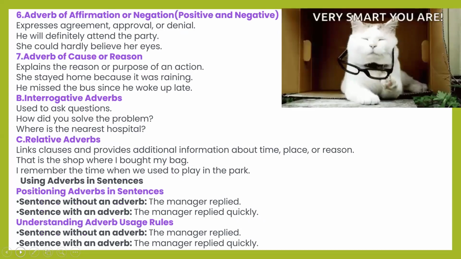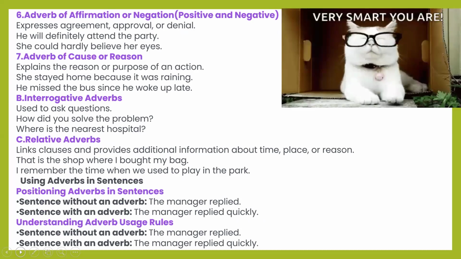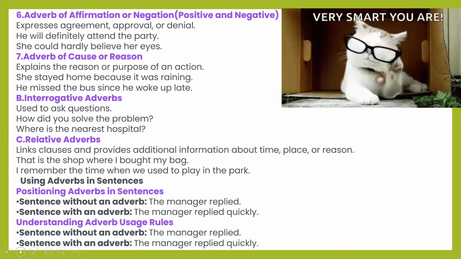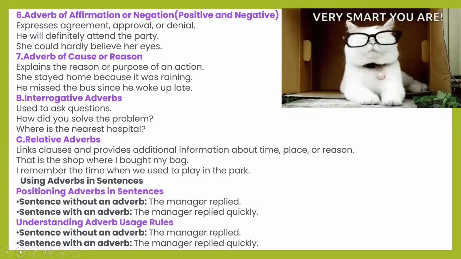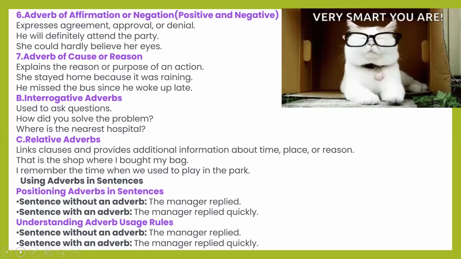Then there is the adverb of affirmation or negation. Adverb of affirmation means giving positive information. Negation means negative information. It expresses agreement, approval, or denial, not accepting. So the second example is: he will definitely attend the party. Definitely is an affirmation. She could hardly believe her eyes. Hardly is a negation.